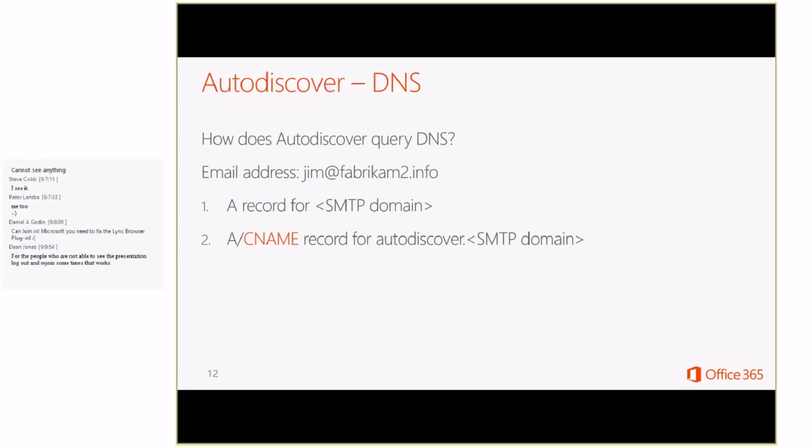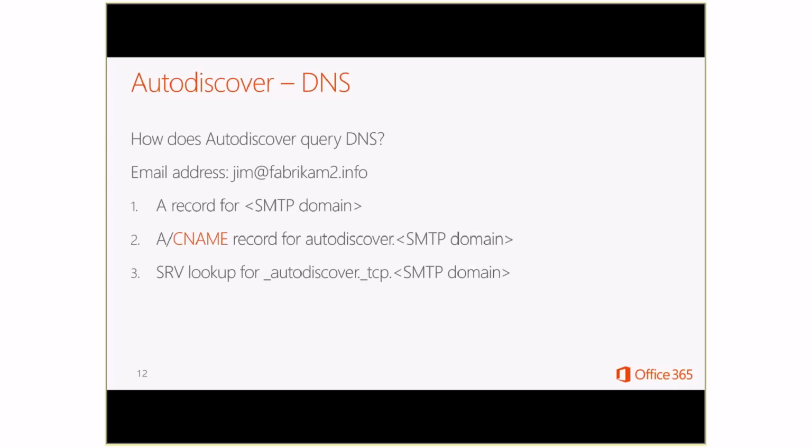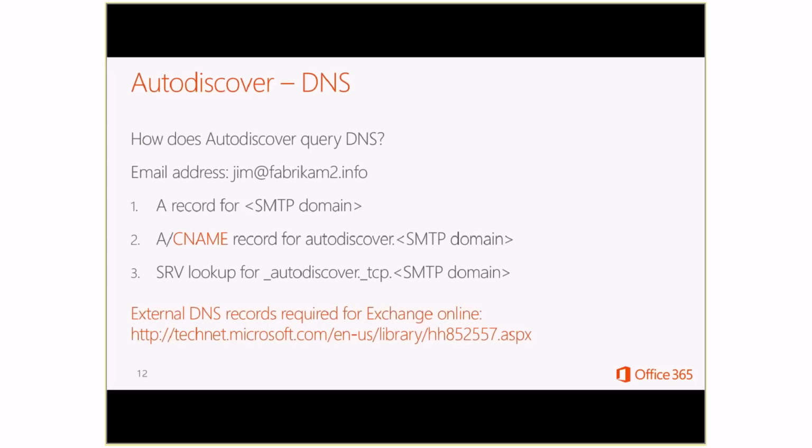So autodiscover.fabricam2.info here. I want to make note that the recommendation we have for Office 365 is to configure a CNAME record for Autodiscover for your domain to point to autodiscover.outlook.com. We'll go into that a little bit more in a bit. Then the third DNS record that can possibly be looked up is an SRV lookup for _autodiscover._tcp.the SMTP domain. And here's a link for the external DNS records required for Exchange Online.